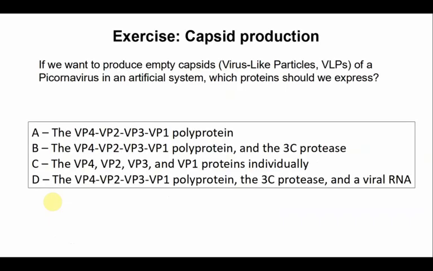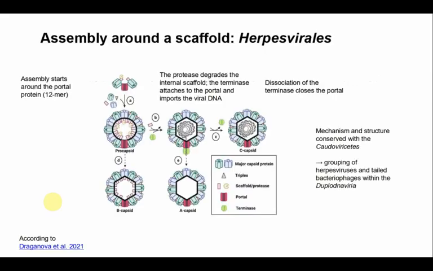Okay, so imagine we want to produce VLPs of a picornavirus. How? Sorry, I just had a question. So A capsid and B capsid are not functional? No, they're not. So A is completely empty, no DNA, and B is partially empty. The protease hasn't cleared out all the scaffold. And these are also kind of reversible steps, because I think they're reversible. So the terminase complex can attach here and put the DNA back in, I think.